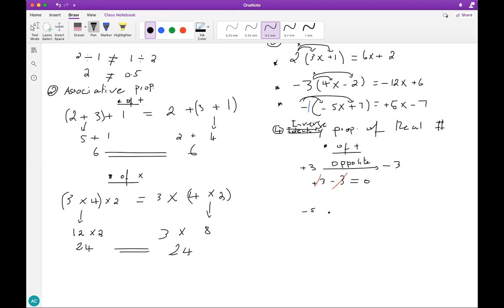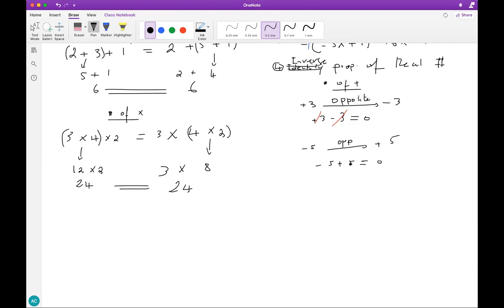Another example. You may have, for example, -5. What is the opposite of -5? Positive 5. That's right. And what happens if you combine -5 and its opposite, positive 5? The result will be 0. That's right. Whenever you combine a number and its opposite, they cancel out, you get 0. That's what we call the inverse property of addition. There's one for addition, there's another one for multiplication. We're going to talk about it in a moment.